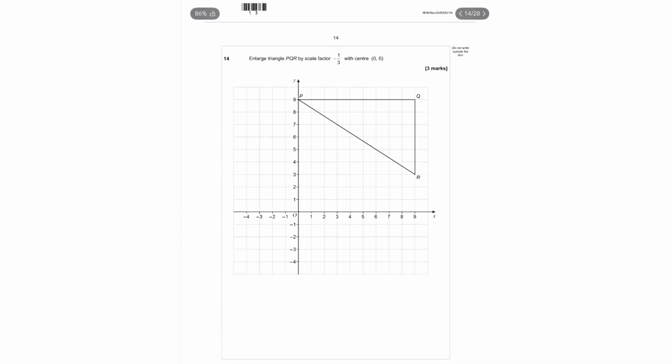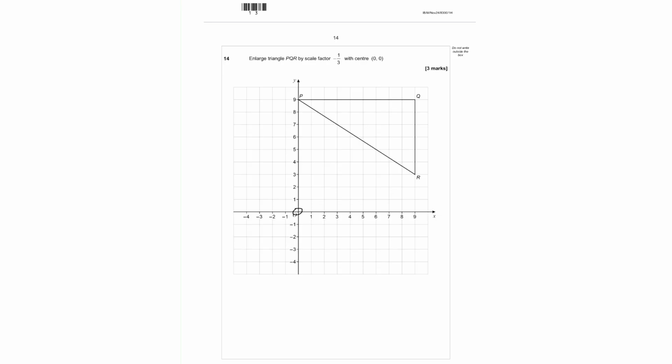Moving on to question 14. Enlarge triangle PQR by a scale factor of minus 1/3 with centre (0, 0). So if we're enlarging by a scale factor of minus 1/3, then it's going to shrink and also be reflected around the point (0, 0).